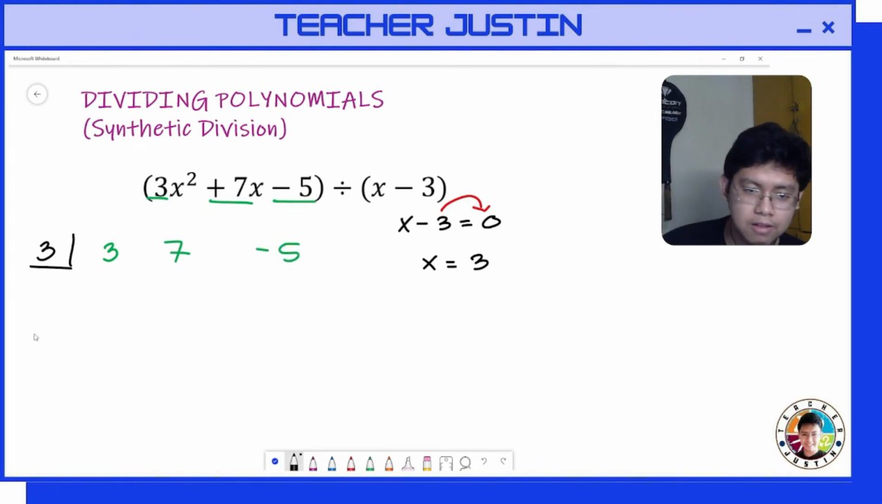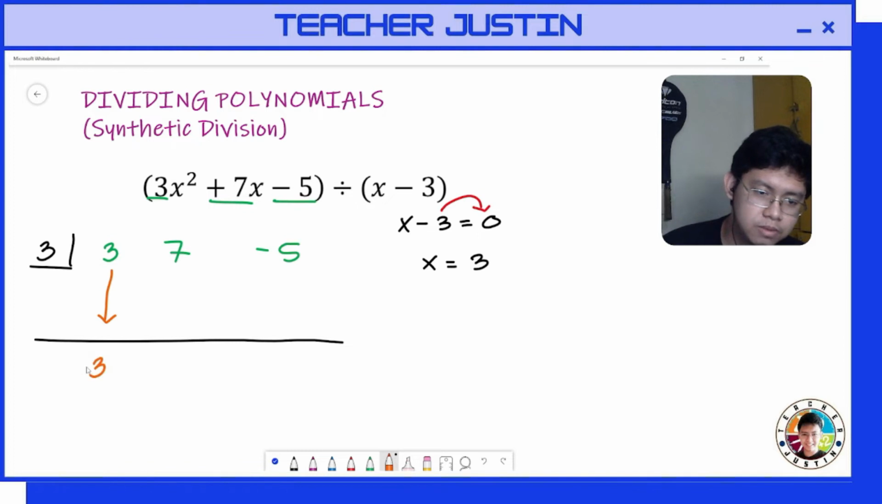Okay, now let's perform our synthetic division. Let's bring down our first term, 3. Let's multiply our first term by our divisor. So 3 times 3, that is 9. Then let's add. So 7 plus 9, that is 16.